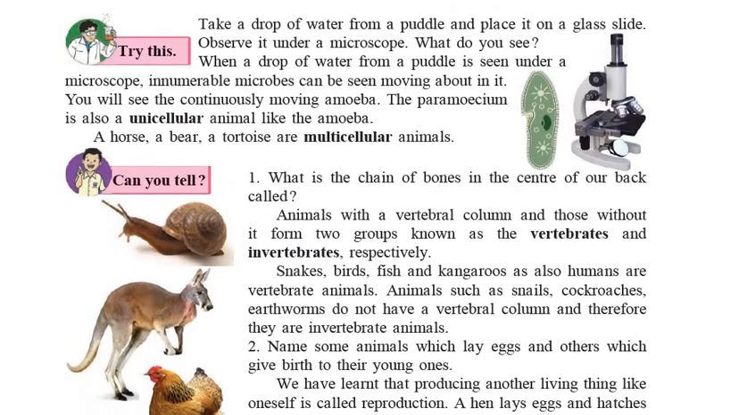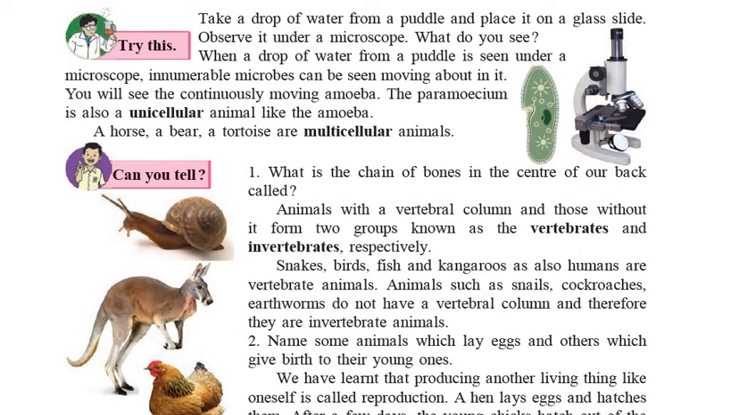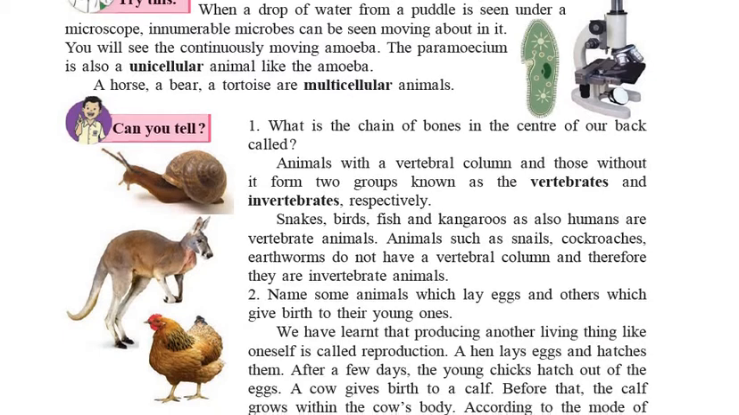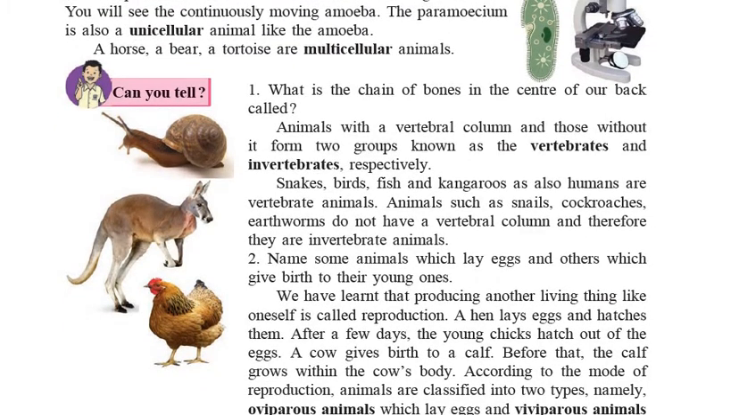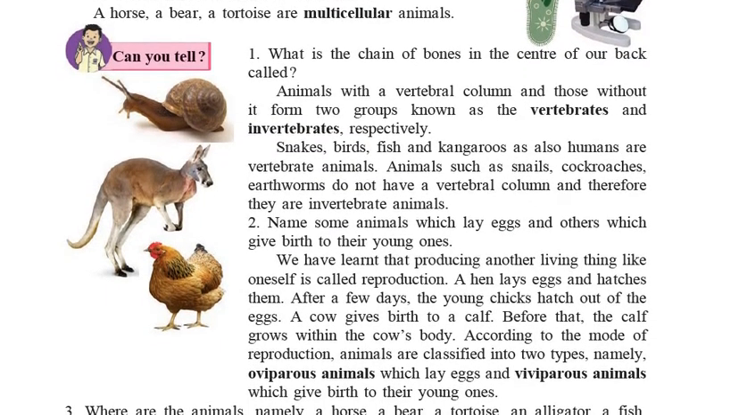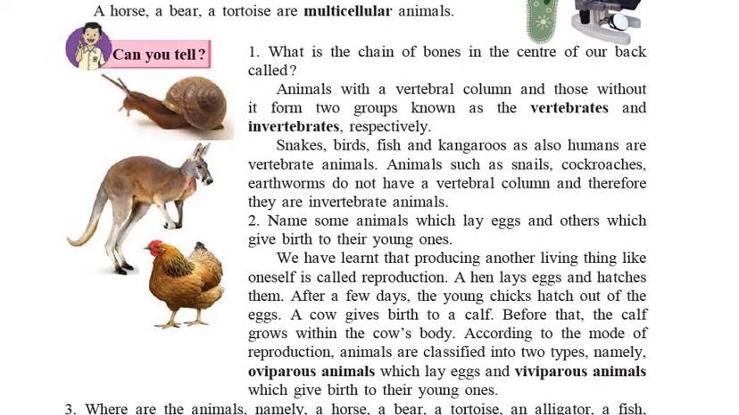Try this. Take a drop of water from a puddle and place it on a glass slide. Observe it under a microscope. What do you see? When a drop of water from a puddle is seen under a microscope, innumerable microbes can be seen moving about in it. You will see the continuously moving amoeba. The paramecium is also a unicellular animal like the amoeba. A horse, a bear, a tortoise are multicellular animals.